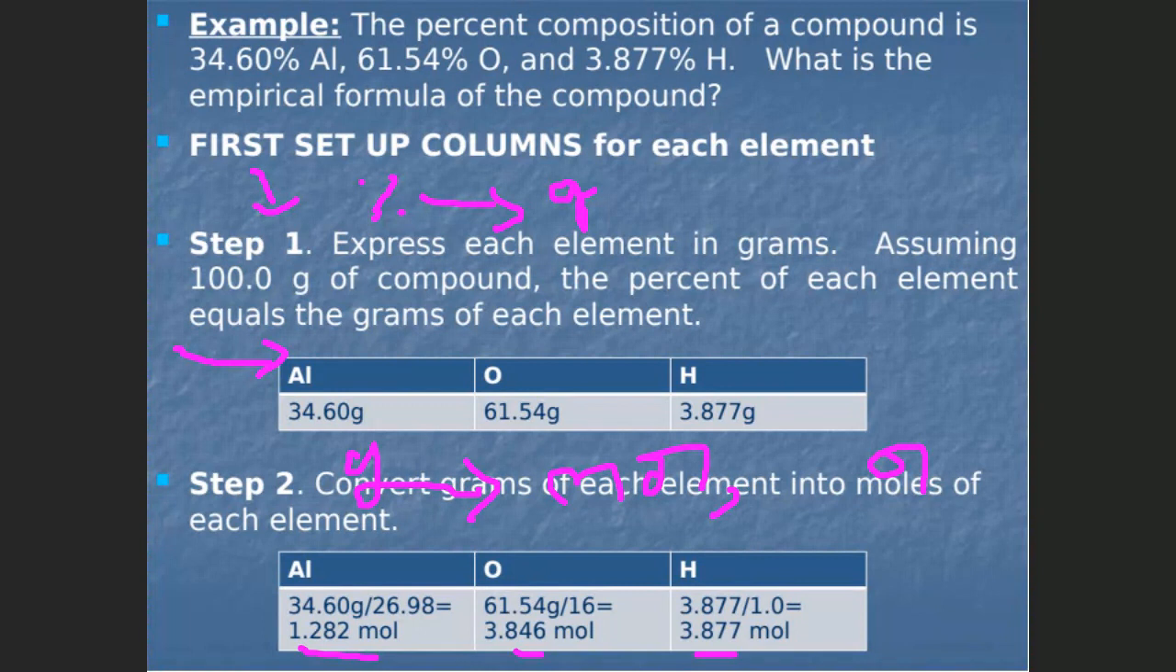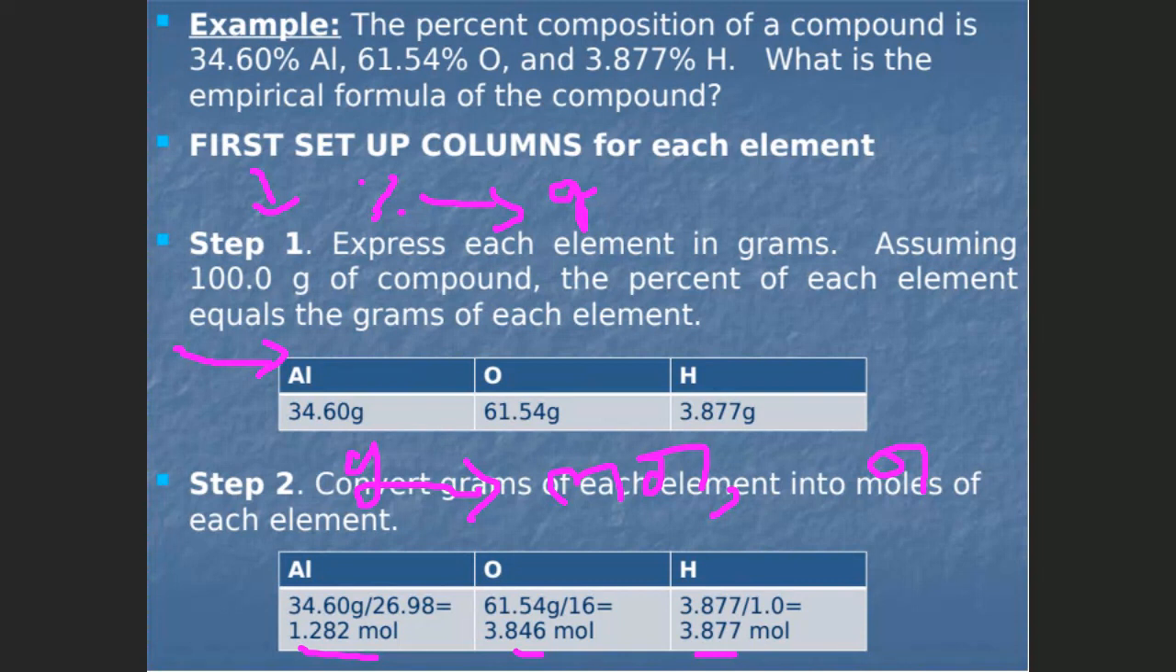Third step, you have to find which mole number is less. Because you know in the definition we saw the whole number ratio, correct? So that's why we have to find some whole number ratio. So always when we convert percentage to gram and gram to mole, we need to choose the mole number which is low. Then we have to divide each mole by that number.